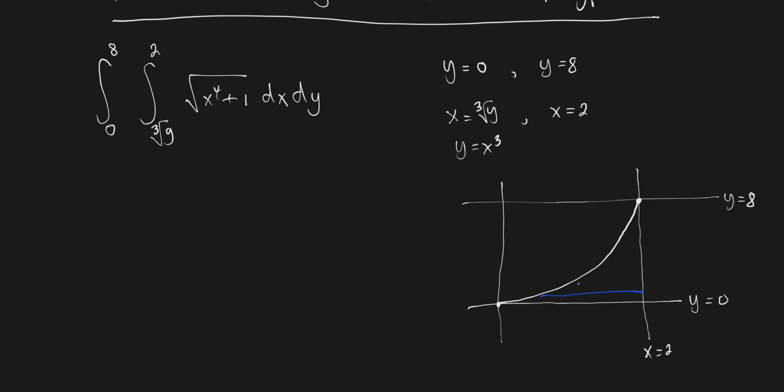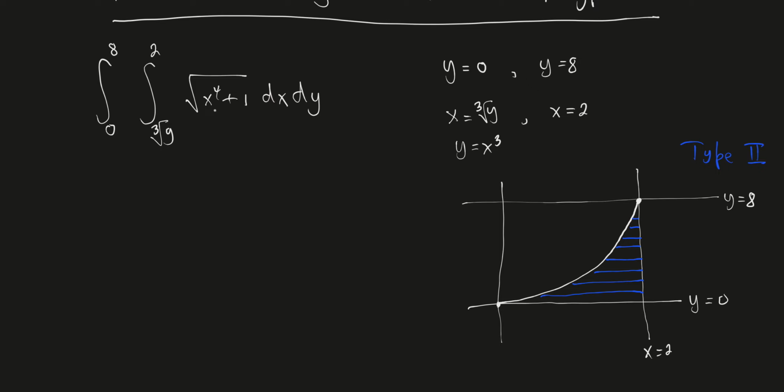So here's our region, and if you think about it, what type is this given as? This is given as a type 2, because both y limits are constant, but you have a variable for one of your x limits. So this is a type 2. All right, so that's the base of our solid.